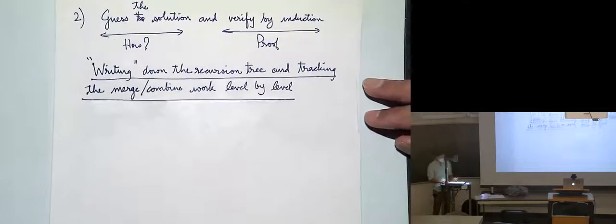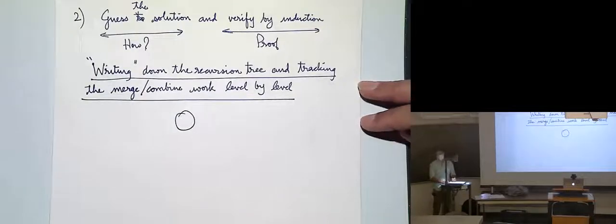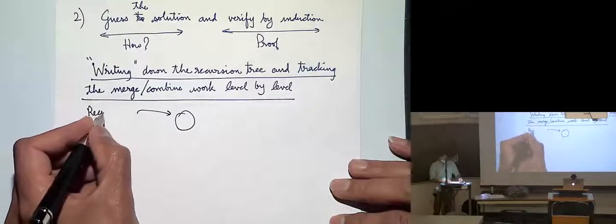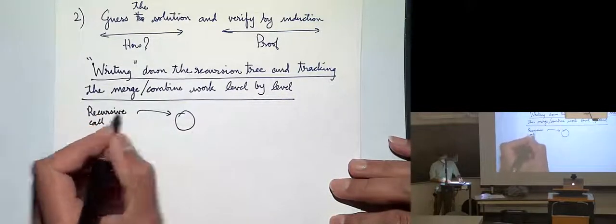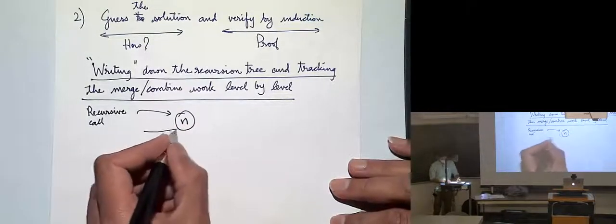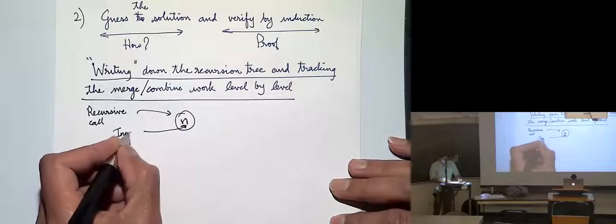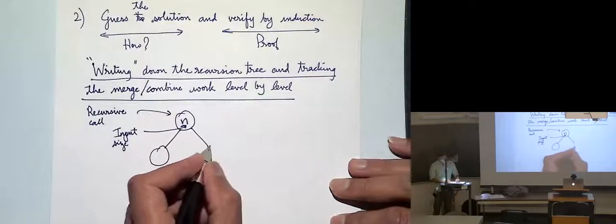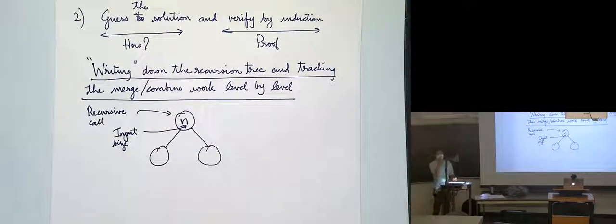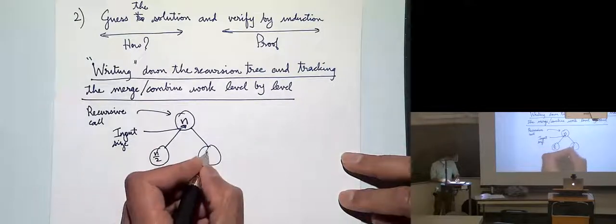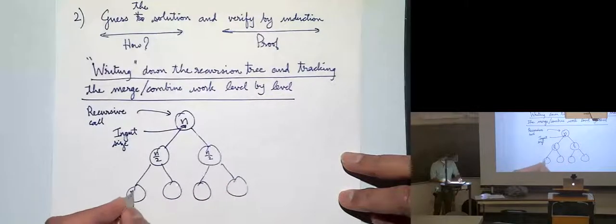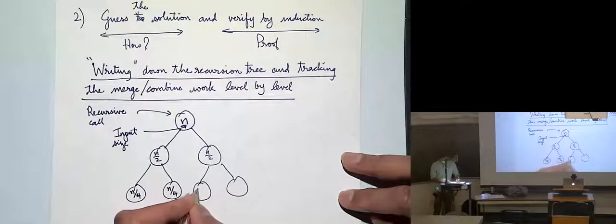So what do I mean? I'm going to write down the recursion tree of Mergesort. I'm going to write down a few things. So this is a recursive call. I'm going to put a number in here. This is the input size. So this has 2 children. What is the input size in each of these? N over 2. N over 4. So on and so forth.